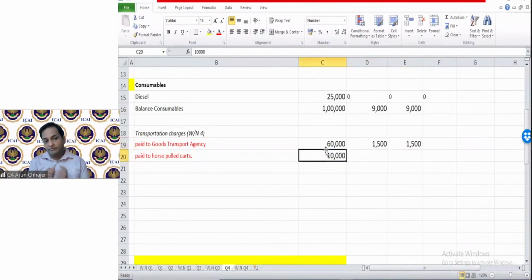Now, please tell me why there are no taxes on the payment made to the cart. Why? Reason. Why is there no RCM on the payment made to the horse pull cart? It is also the transportation of goods. Give me the reason.